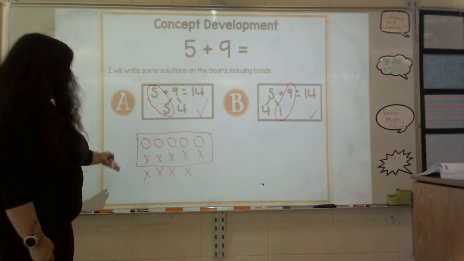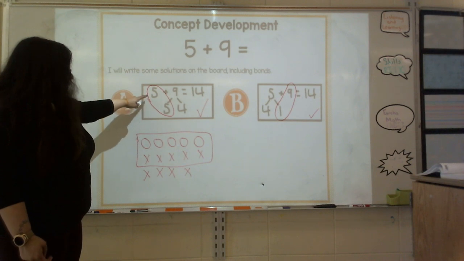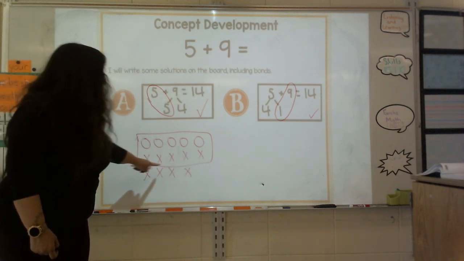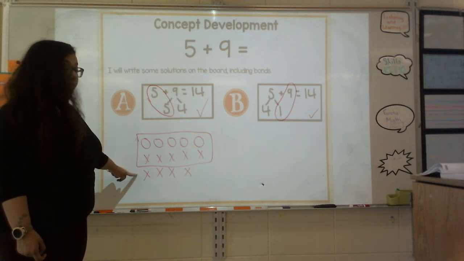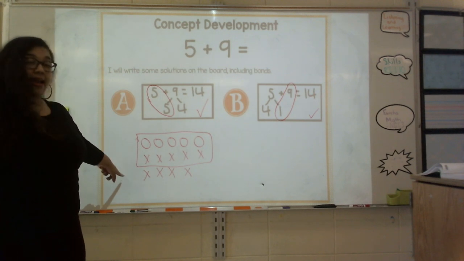Does this picture match these numbers? Yes, I have 5, and then I drew 9, where I broke apart the 9 into groups of 5 and 4 to complete my group of 10. It is still 10 and 4.